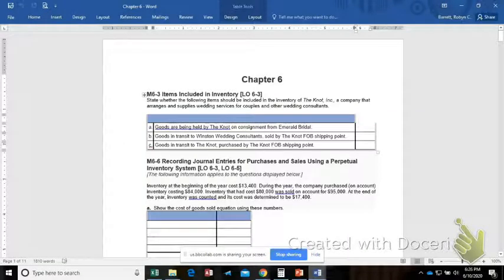Those should not be included because they're being held by the knot, but they're on consignment. So they should be included in Emerald's inventory. All right, now the next one is about transportation. So goods in transit to Winston sold by the knot FOB shipping point. Should those be included in the knot's inventory?